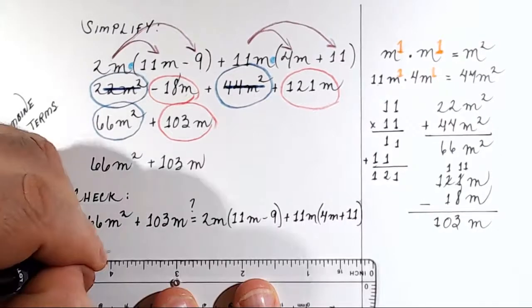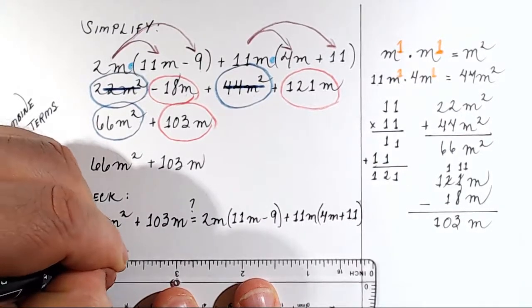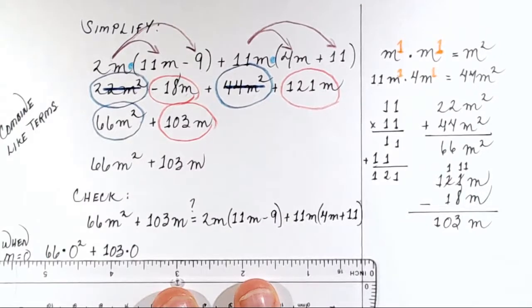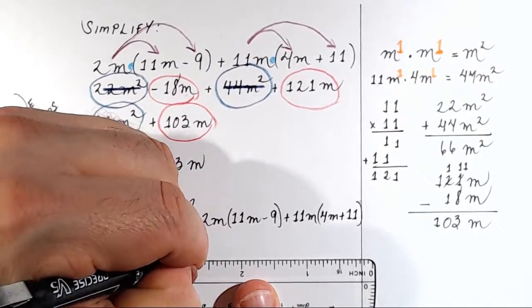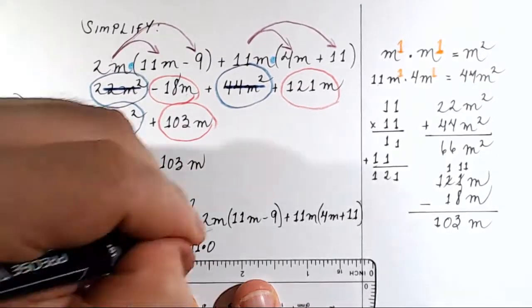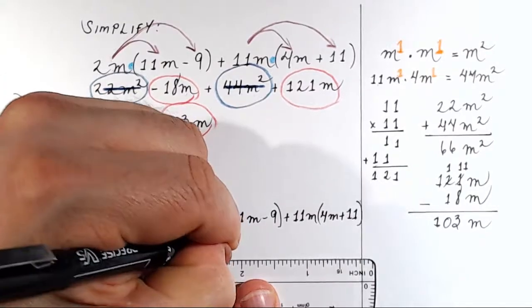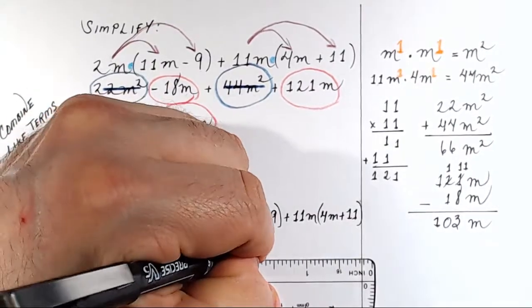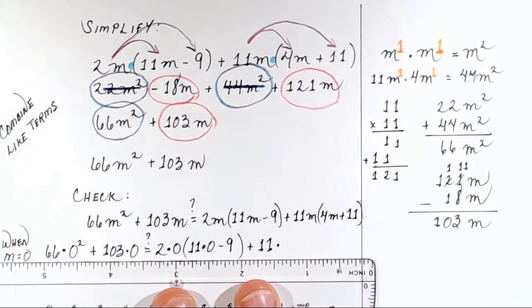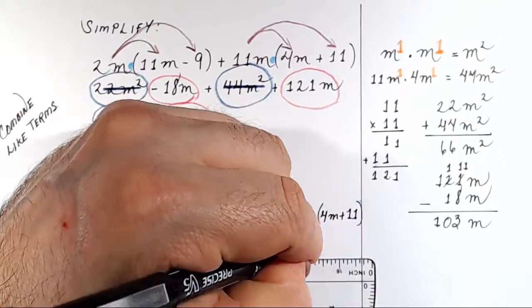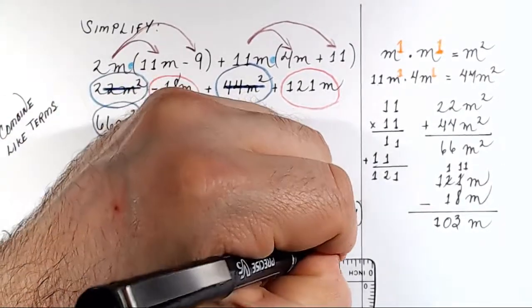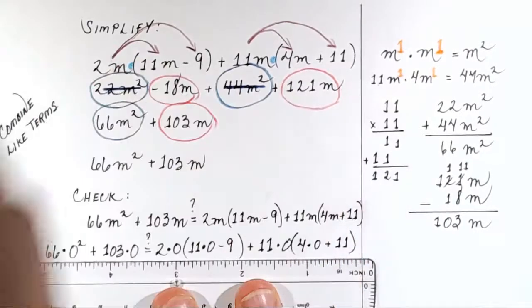plus 103 times 0 equals, question mark, 2 times 0, open parentheses, 11 times 0 minus 9, close parentheses, plus 11 times 0, open parentheses, 4 times 0 plus 11, close parentheses.